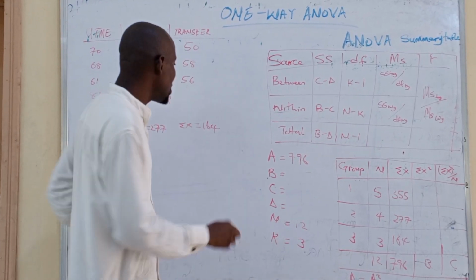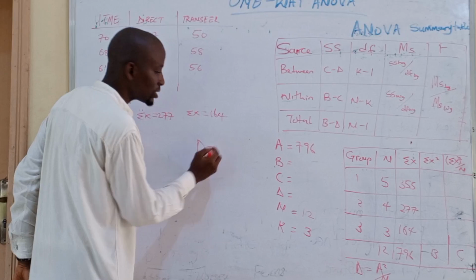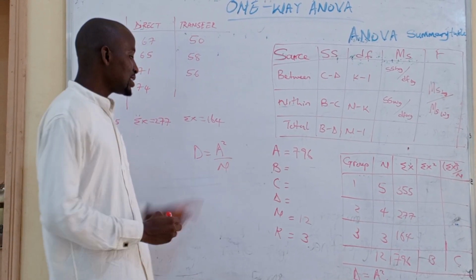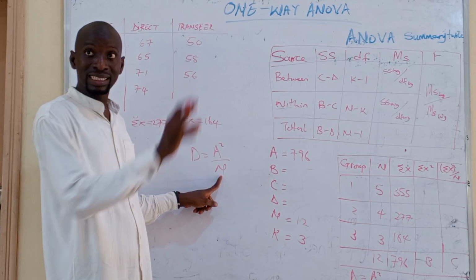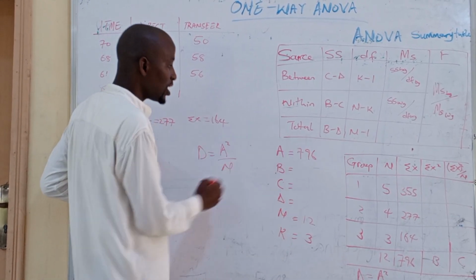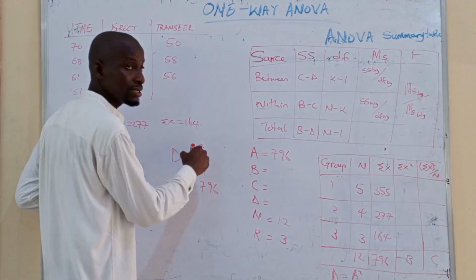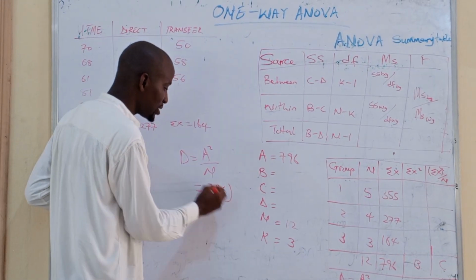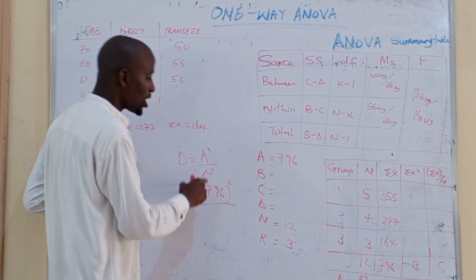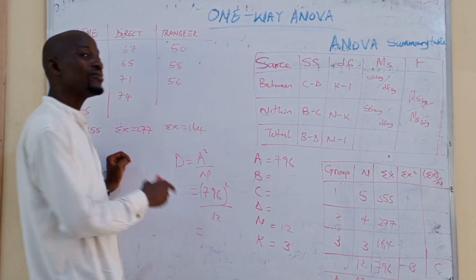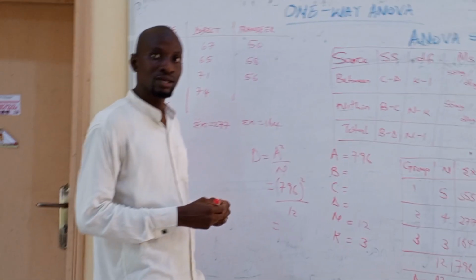And how do you compute D? Our D is A squared over N. And this our N is the total, which is the grand N. What's our A value now? Our A value is 796. Remember it is A squared, so it will be 796 squared over, what's our N? Our N is 12. So 796 squared will give you what?